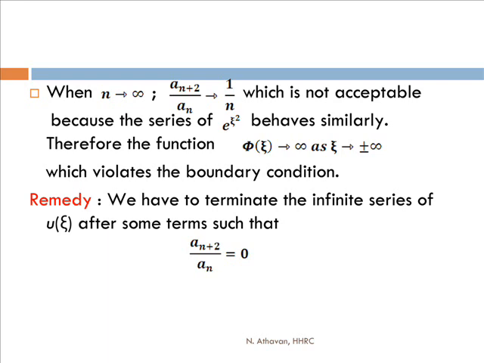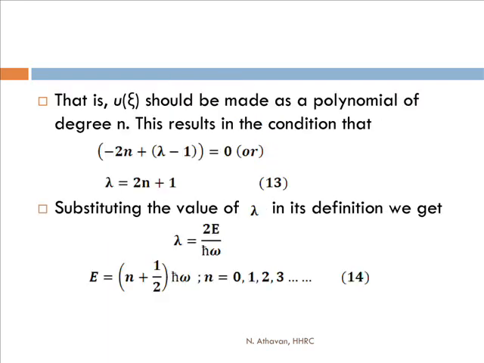So what one has to do is terminate the infinite series at some point. That means after some terms such that the ratio a_{n+2}/a_n is equal to 0. That is, u of z is now made a polynomial of degree n. This results in the condition that −2n + λ − 1 is equal to 0, or in other words, we can write λ is equal to 2n + 1.